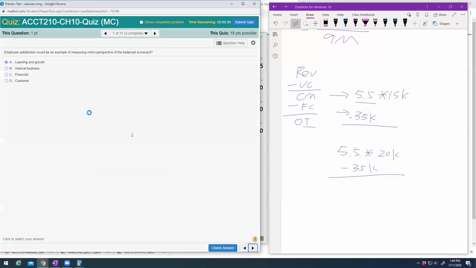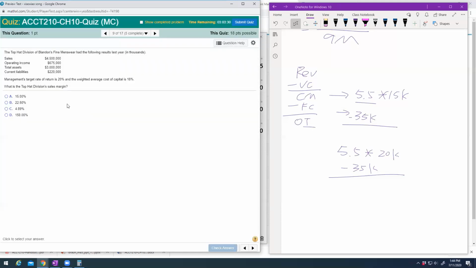Next one, number of rework. I'm not going to do this. I'll leave this to you. Make sure you really know this for perspective. Next one, asking about your sales margin. We don't worry about target return. Sales margin is your operating income divided by your sales. Next one, ROI. As I said, you don't need to worry about extra information. It's your income divided by your total assets, right?